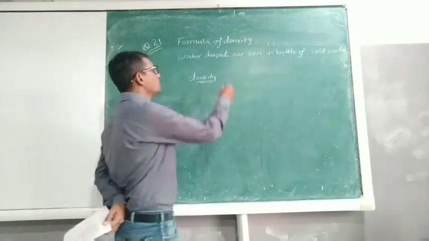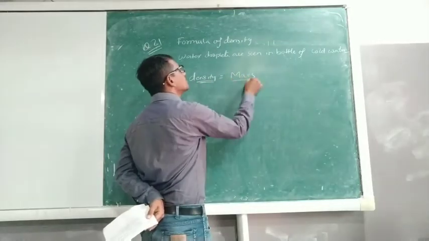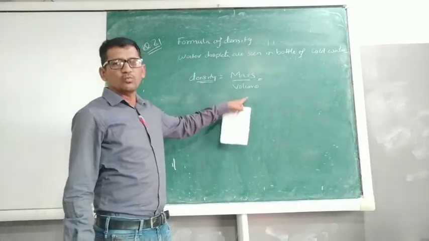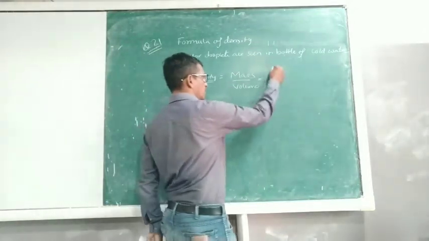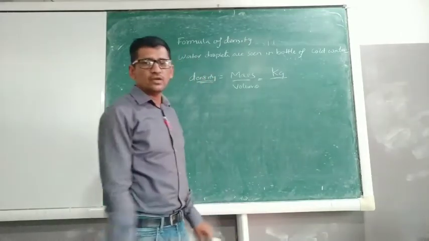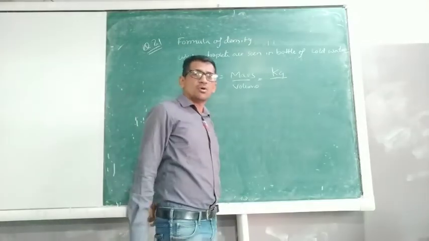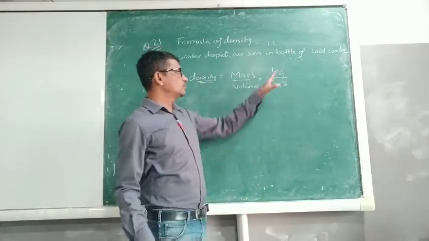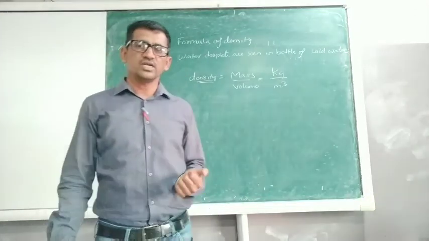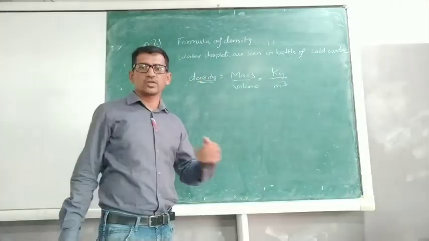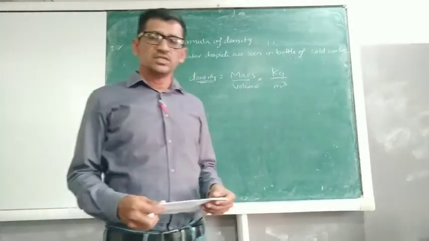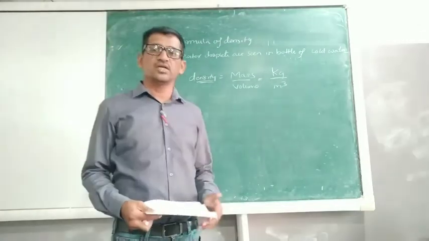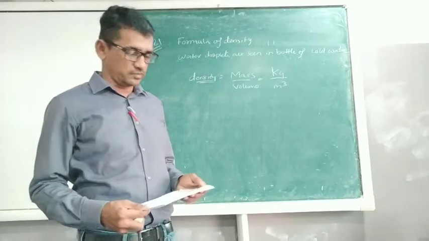Density means the ratio of mass by volume. Mass is measured in kilogram, and volume in centimeter cube or in liter. If standard, then you write meter cube. So kilogram per meter cube, kilogram per centimeter cube, that is the density. Water has a density of 1. If density comes less than 1, then that particular substance floats on water, and if density is greater than 1, then it will sink down in water.